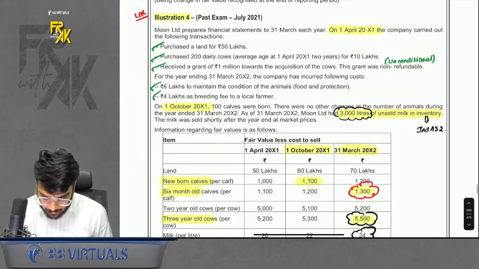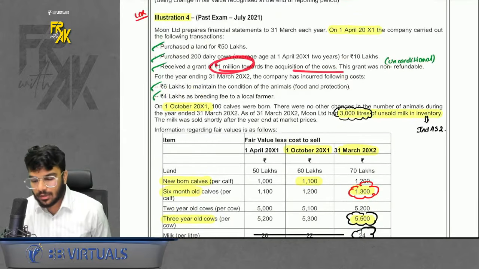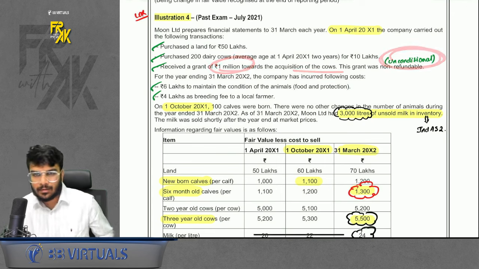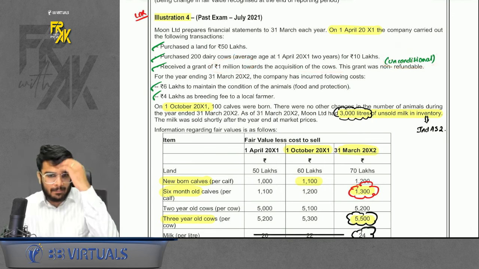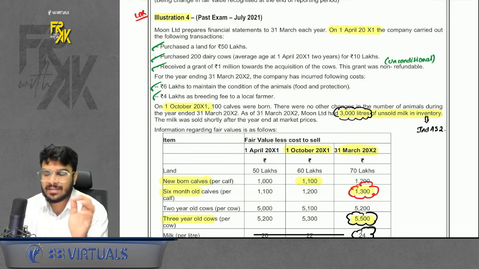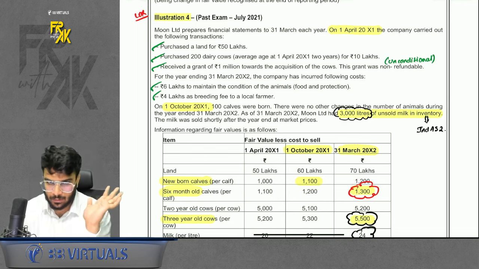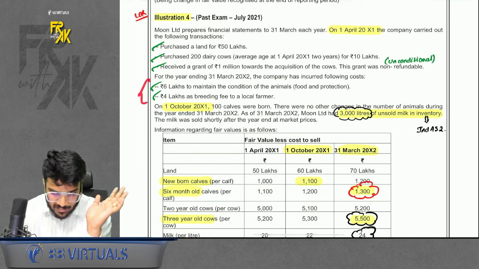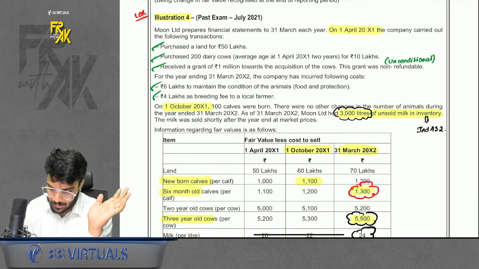Achha. Then what did we have? We received a grant, which was unconditional, non-refundable. Grant point we did not revise, but let me tell you, whatever grant you get, if it is unconditional, you will book immediately in profit and loss. So we booked it in profit and loss. Then we incurred certain expenditure, book in profit and loss.